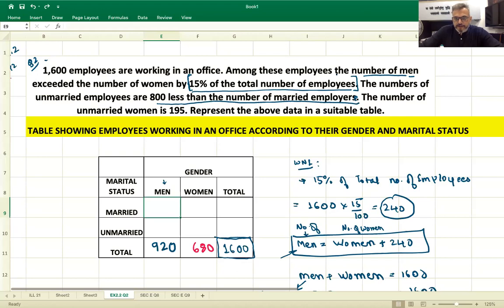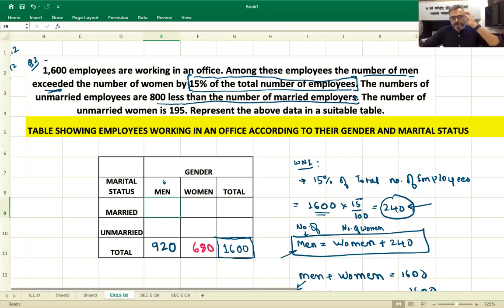Among these employees, number of men exceeded the number of women by 15% of the total number of employees. So 15% of total number of employees we have to find first. Total employees is 1600. 15% of 1600 is 240.